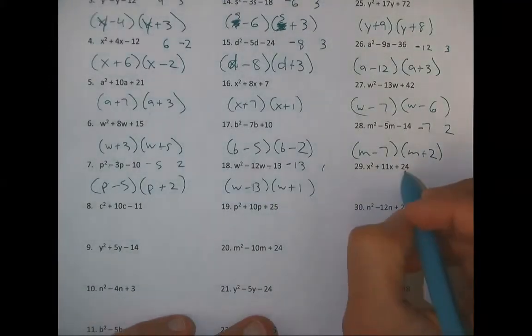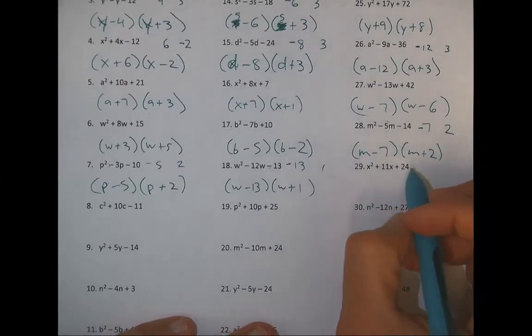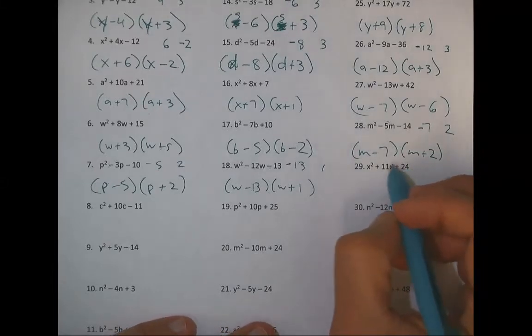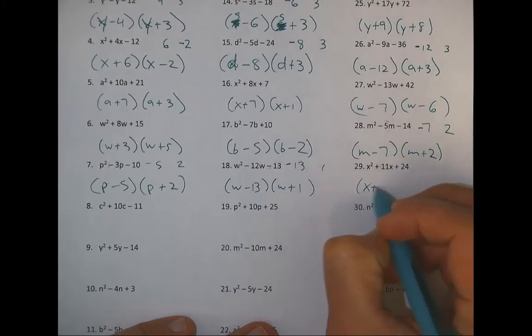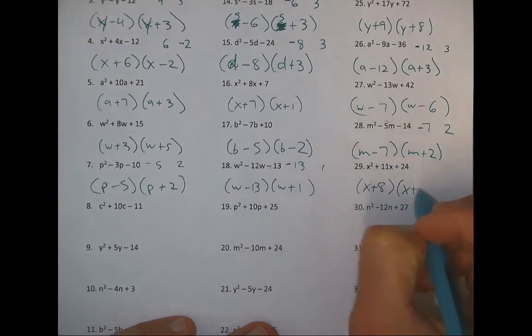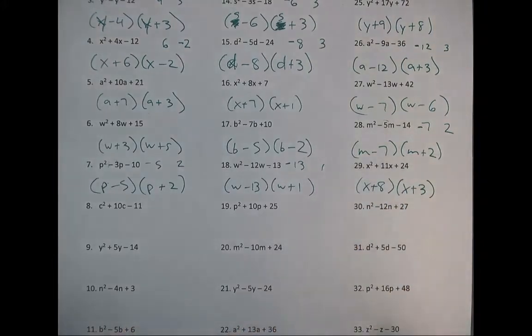29. 24, let's see, 6 and 4, not going to work. 8 and 3 is going to work. X plus 8, x plus 3. Those add up to 11 and multiply to 24.